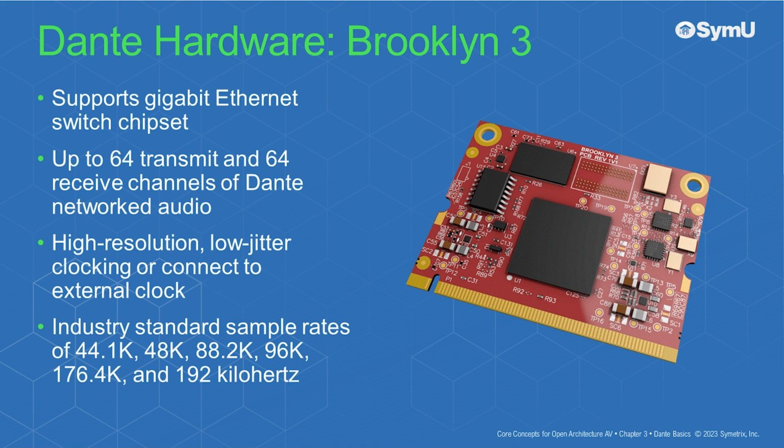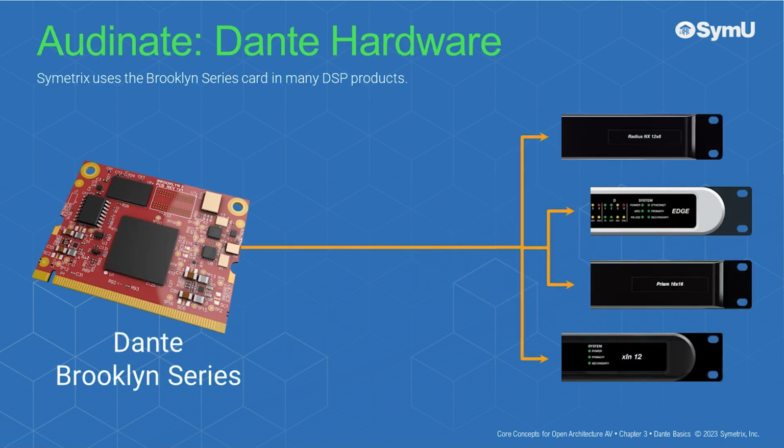Brooklyn 3 also offers its own high-resolution, low-jitter clocking or connects to an external clock. It also integrates with industry-standard sample rates: 44.1, 48, 88.2, 96, 176.4, and 192 kHz. Symetrix uses the Brooklyn series card in many DSP products.